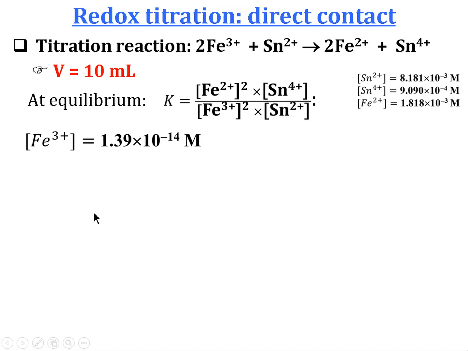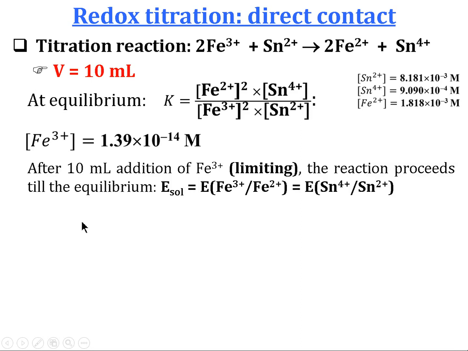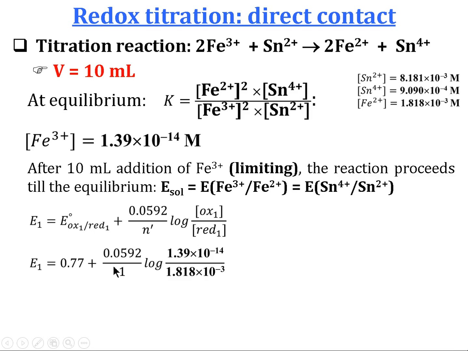So applying the Nernst equation on couple 1, E1 equals E01 plus 0.0592 divided by n log ox divided by red. E1 equals E0 of Fe3+/Fe2+, 0.77, plus 0.0592 divided by the number of electrons exchanged in couple 1, log concentration of the ox divided by the red. So E1 equals 0.11 volt.